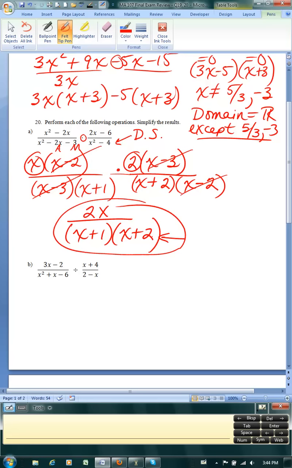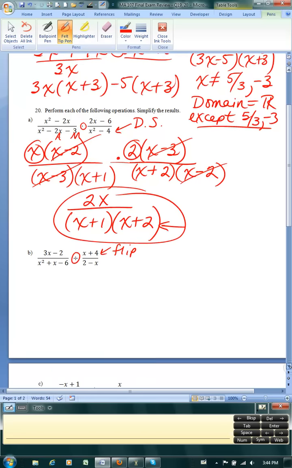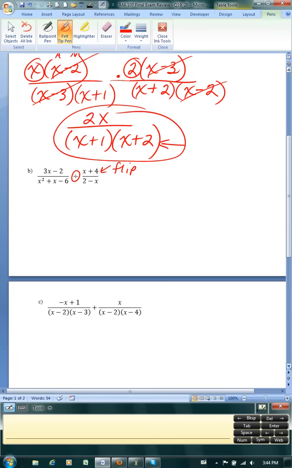All right, for division, letter B, this time the extra step for division is that I have to flip the second fraction. So the first one is going to be 3x minus 2 over, I'm looking for numbers that multiply to -6 and add to 1. Those numbers are 3 and -2, x plus 3, and x minus 2. 3 and -2 do in fact add to 1.